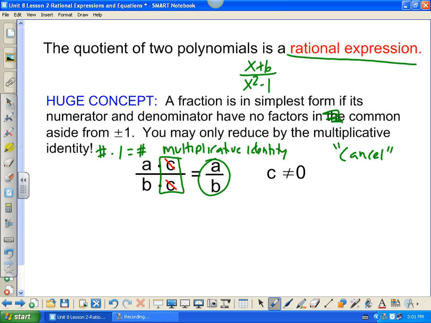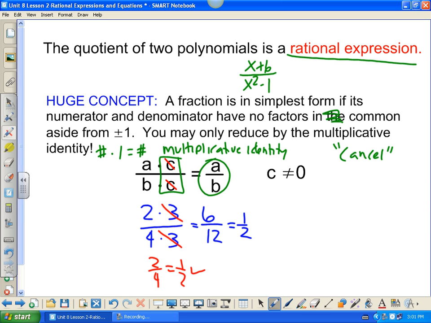Let's put in some of our favorite numbers just to exemplify that. Let's let a be 2, c be 3, b be 4, c is still 3. By multiplying fractions out, the numerator is 6, the denominator is 12, and I get 1/2. Or I could cancel the 3's. I'm left with 2/4, which also reduces to 1/2. So those are equivalent statements.